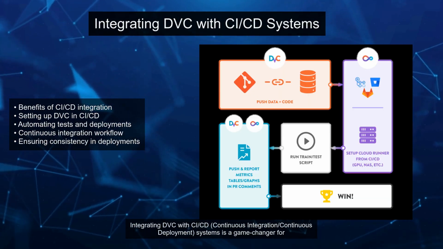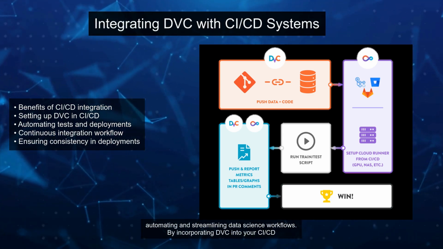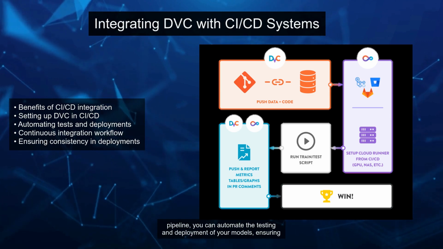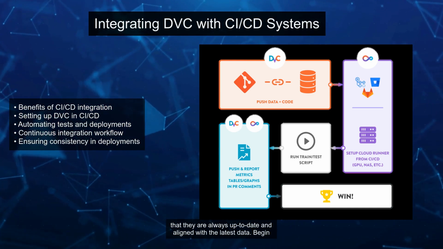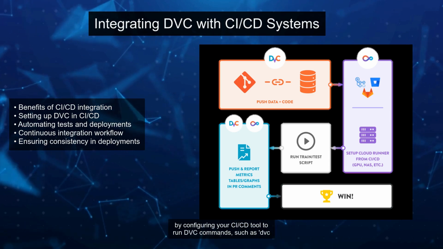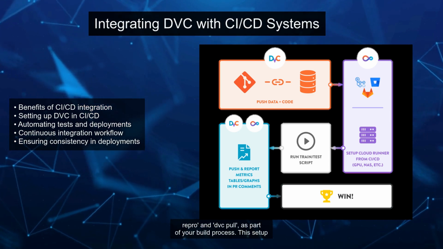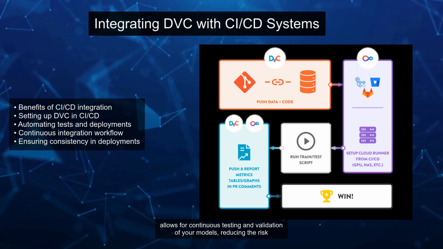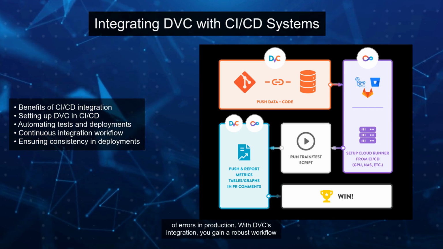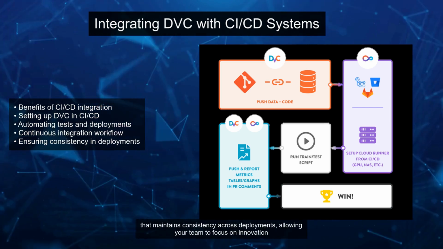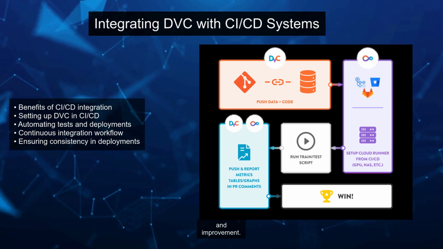Integrating DVC with CI/CD, continuous integration/continuous deployment, systems is a game changer for automating and streamlining data science workflows. By incorporating DVC into your CI/CD pipeline, you can automate the testing and deployment of your models, ensuring that they are always up to date and aligned with the latest data. Begin by configuring your CI/CD tool to run DVC commands, such as dvc repro and dvc pull, as part of your build process. This setup allows for continuous testing and validation of your models, reducing the risk of errors in production. With DVC's integration, you gain a robust workflow that maintains consistency across deployments, allowing your team to focus on innovation and improvement.